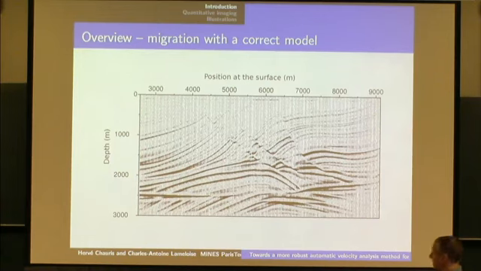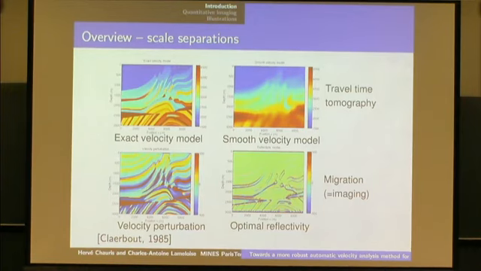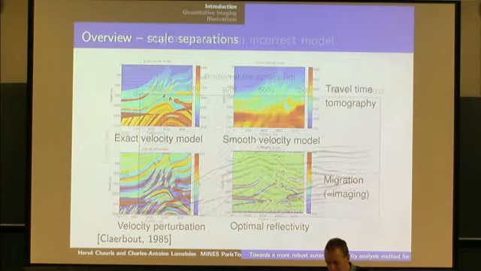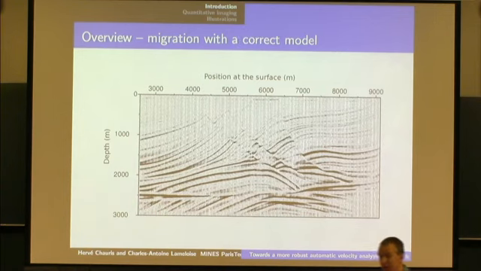In that talk, I'm mainly going to concentrate on how to determine this model. But first of all, I'm going to explain a bit more how to determine that reflectivity part. But keep in mind that the smooth model has a large influence on the final result. So this is with an incorrect background model and with a better background model.